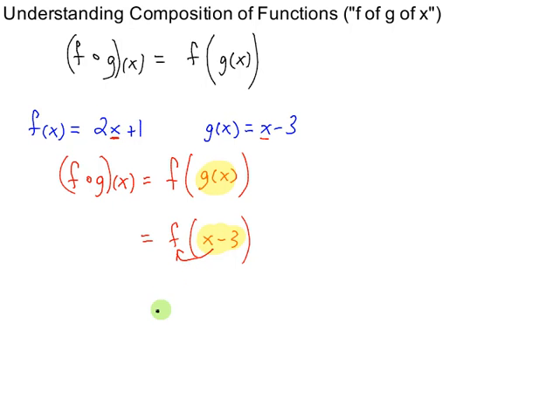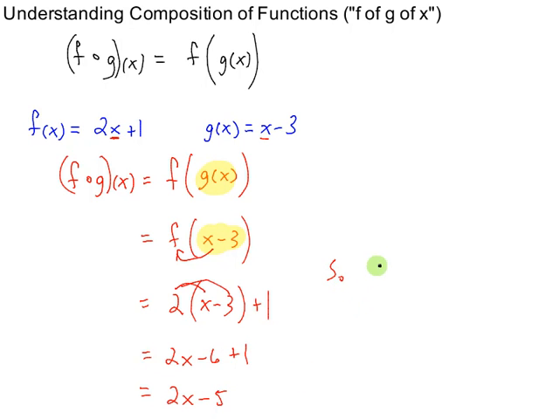So I get 2 times the quantity x minus 3 plus 1. And if I wanted to simplify that, I could distribute my 2 and get 2x minus 6 plus 1, which is the same thing as 2x minus 5. So f of g of x is 2x minus 5. So if my input is x to the f of g function, the output is 2x minus 5.